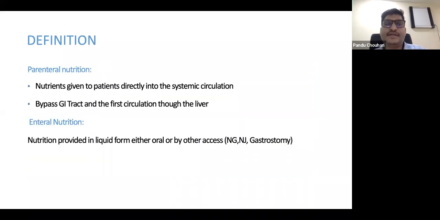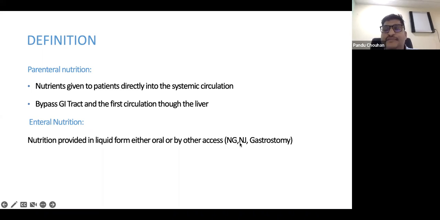So when it comes to definition, parenteral nutrition is providing nutrients directly into the systemic circulation. So it bypasses the GI tract and also bypasses the liver. So there will be no first pass metabolism here, you can say, for nutrients. Enteral nutrition is nutrition in the form of liquid, given either orally or by other access, either NG, nasogastric, nasojejunal, gastrostomy or jejunostomy feeding.